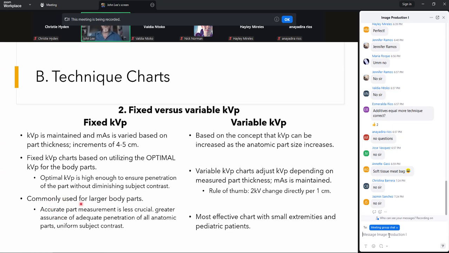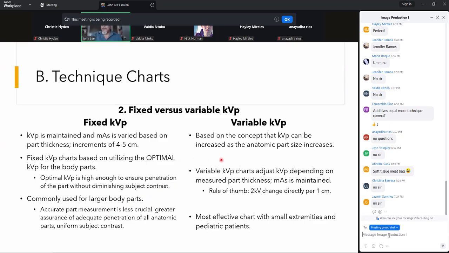So these charts are going to be used for larger body parts. Accurate measurement of the part is not very crucial since we measure by centimeter thicknesses and they're lumped together in 4 to 5 centimeter jumps. So your technique doesn't change. If you've got 14, 15, 16, 17, and 18 centimeters, they're all going to use the same technique. If they're measuring 15, a slight error, a centimeter either way, keeps you at the same technique. So part measurement's not as crucial.